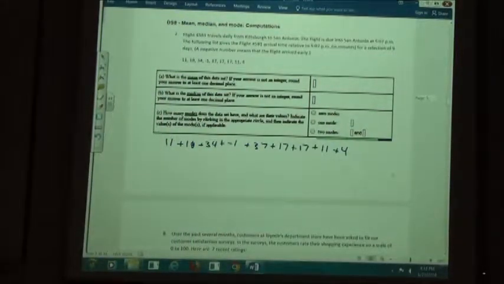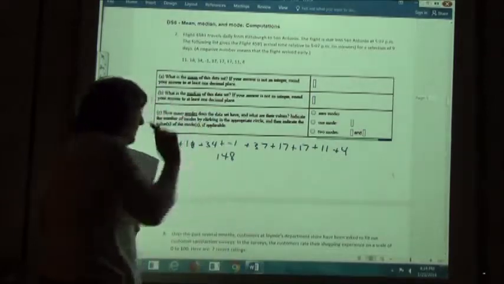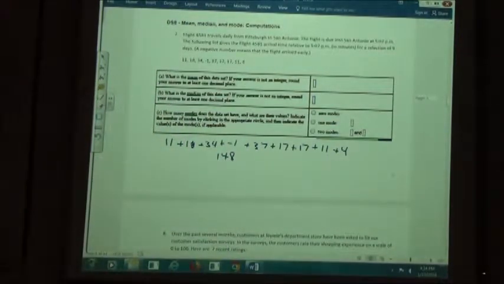Did I write down my number? What did you get for your total? 247? That is not what I got for my number. Am I doing the right one? 148? That's what I got. I got 148 when I added them up. 148. It's what you should get for your total.